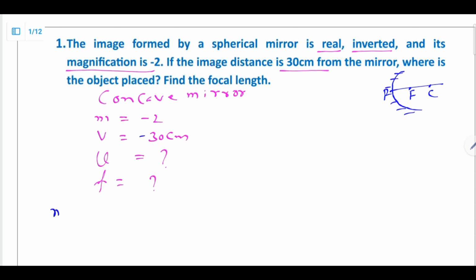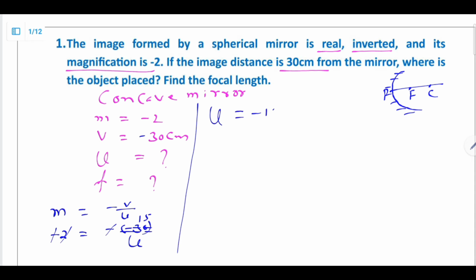The magnification formula: m equals minus v by u. m equals -2 and v is -30 by u. Minus minus cancel, 2 ones are 2, 15 twos are 30, so u equals -15 centimeters. Next we have to find the focal length of the mirror using the mirror formula.